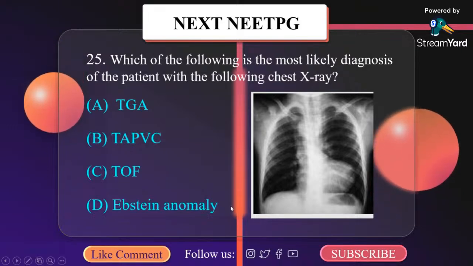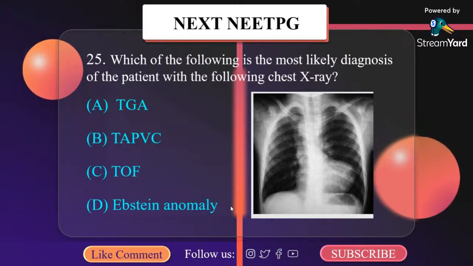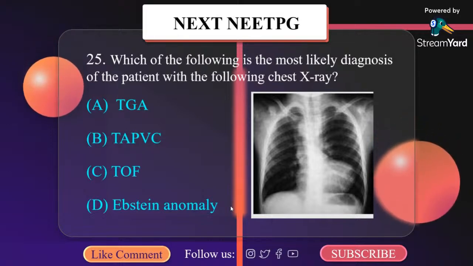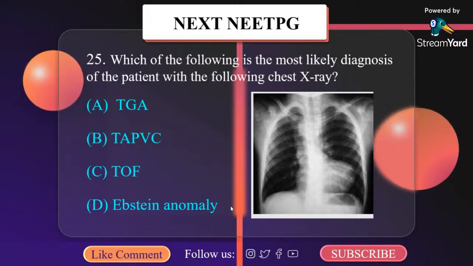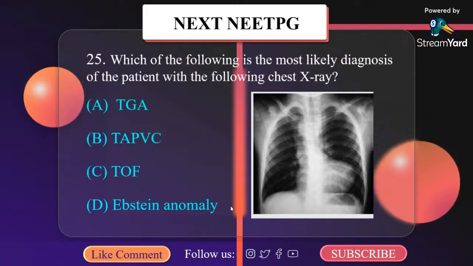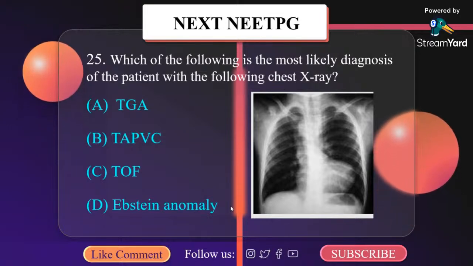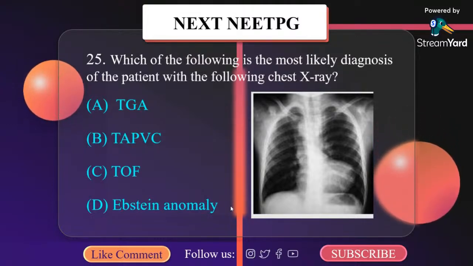Which of the following is the most likely diagnosis of the patient with the following chest X-ray? Look at the chest X-ray carefully. Well, you can see a boot-shaped heart. Now look at the options. A. TGA, B. TAPVC, C. TOF, D. Ebstein anomaly. Well, it is a boot-shaped heart. It is seen in TOF, that is tetralogy of Fallot.